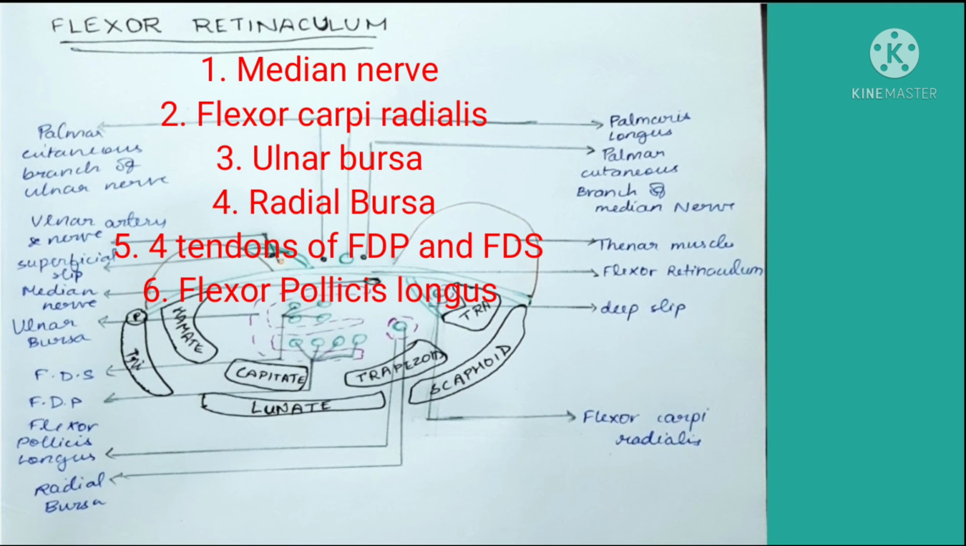The structures passing through the carpal tunnel are median nerve, the tendon of flexor carpi radialis through the deep slip, and then the ulnar bursa and the radial bursa, and the radial bursa surrounds the tendon of flexor pollicis longus, and the ulnar bursa surrounds the 4 tendons of flexor digitorum profundus and flexor digitorum superficialis.